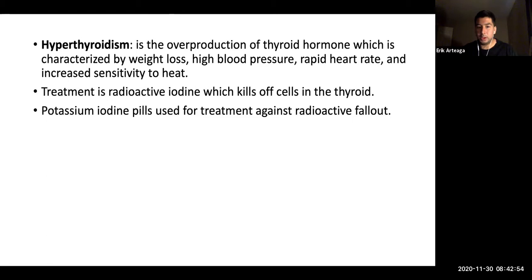Potassium iodine pills are used as well for treatment against radioactive fallout. This potassium iodine reacts to the radioactive iodine found in the environment upon exposure to a nuclear fallout event. They prescribed this to individuals who were in Japan during the natural disaster, as well as in Chernobyl, where they had potassium iodine pills on hand for those who were exposed. Radioactive iodine, or iodine in general, is concentrated in the thyroid, and this can cause some issues.